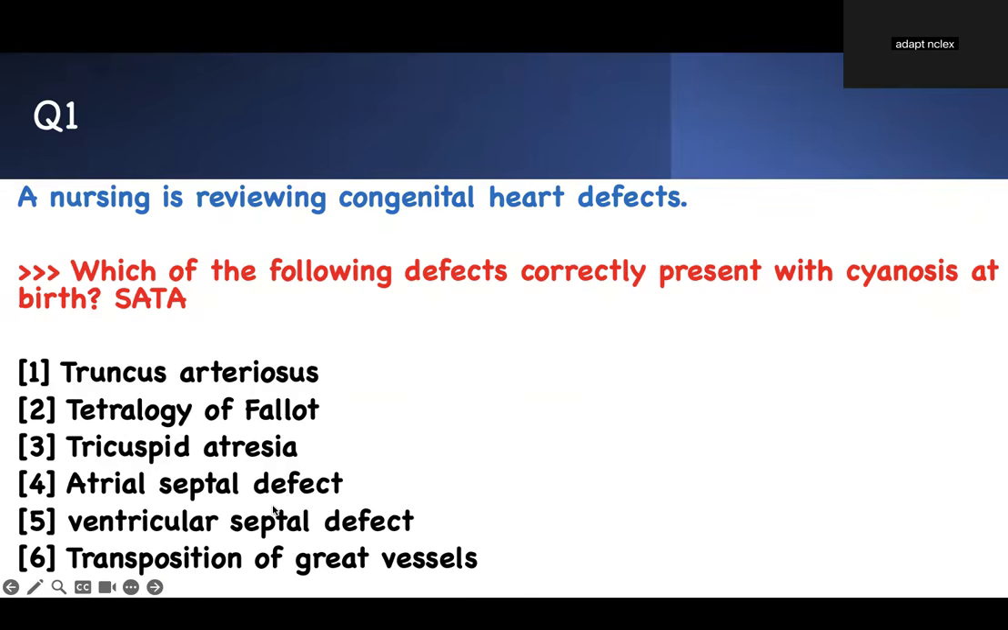First, let's look at this question. Think about it, take a picture of it. As we go through the mnemonic, you'll be able to answer it easily. The nurse is reviewing congenital heart defects. Which of the following defects correctly presents with cyanosis at birth? The key word is cyanosis. That means blue at birth. Truncus arteriosus, Tetralogy of Fallot, tricuspid atresia, right? Atrial septal defect, ventricular septal defect, transposition of great vessels. Think about it, take a picture of it, and let's come back to it later and see if we'll be able to answer it safely.